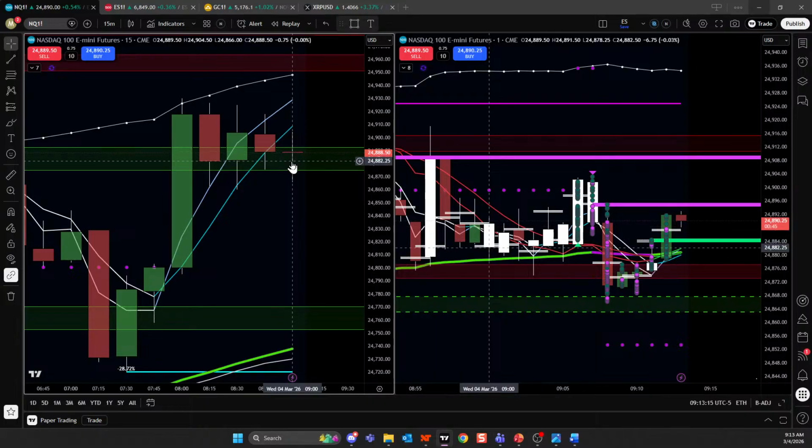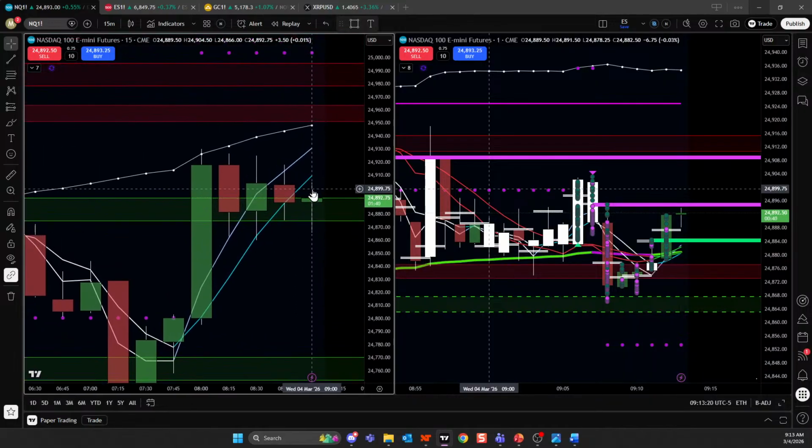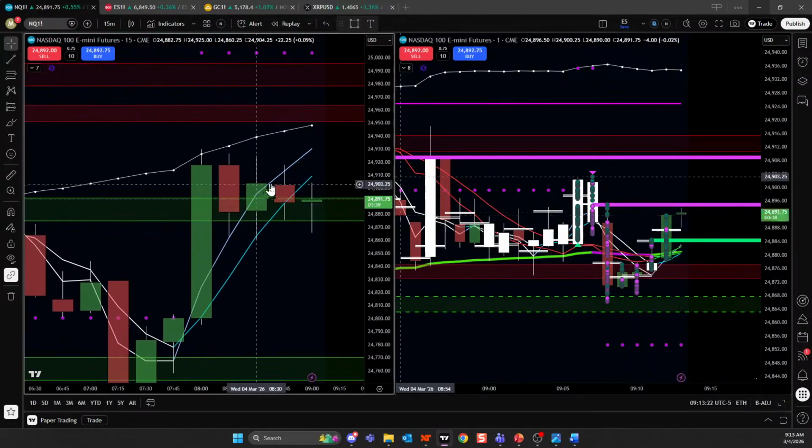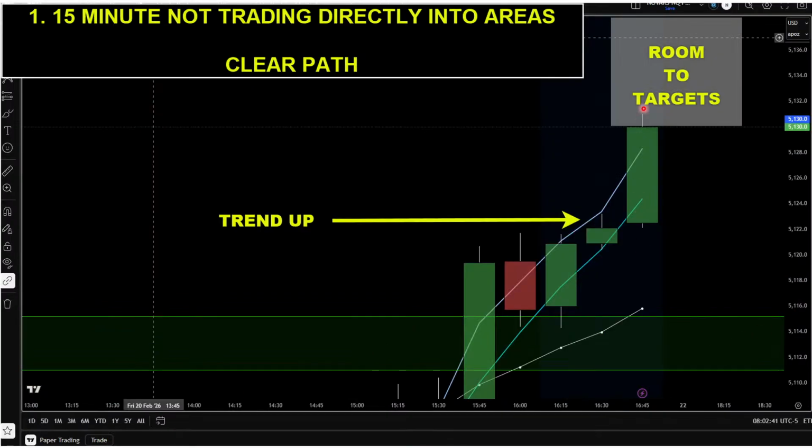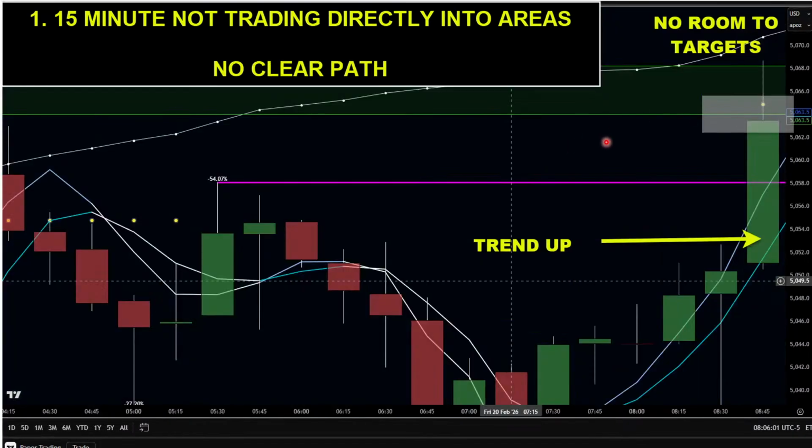This is rule number 1, not true. This is rule number 1 saying, hey, either let it break away or roll back down, but there's just nothing to do right now, no matter what your opinion says. So there's your room to targets, and then we just saw a live example, but it looks like this, guys. There's got to be room to make money.